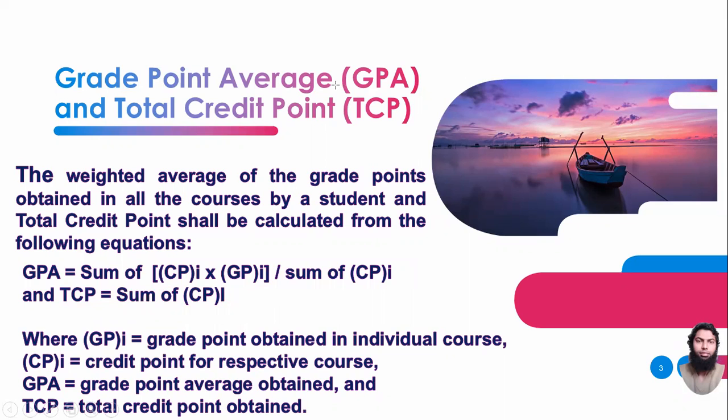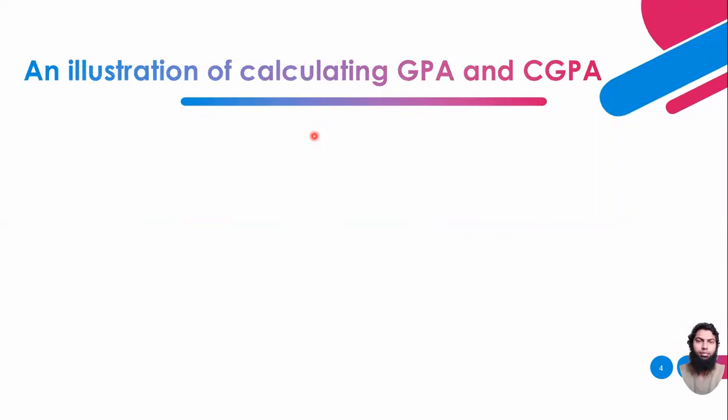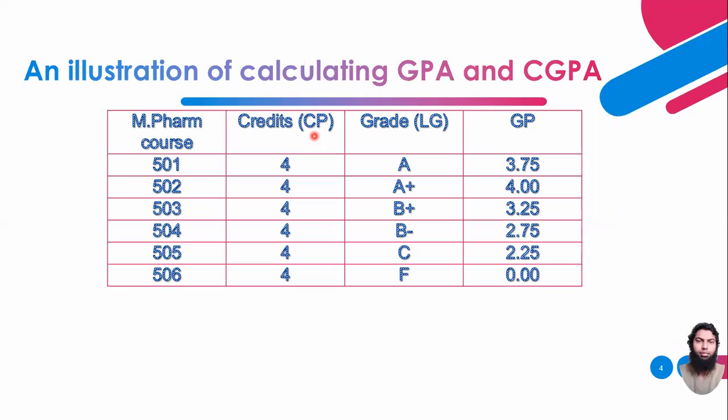Now let's move on to an illustration where I'm going to demonstrate how you can calculate your result. For our illustration purpose, we have taken a sample letter grade of a student. He or she has got A grade in the course 501, and according to the chart, A grade corresponds to 3.75, and the student has obtained A plus in 502. The corresponding grade point for A plus is 4.00.